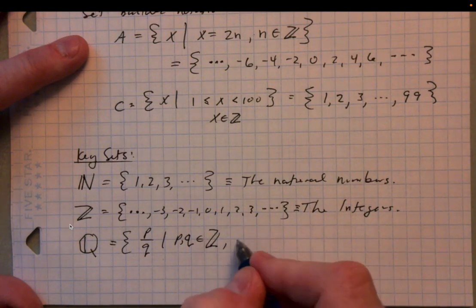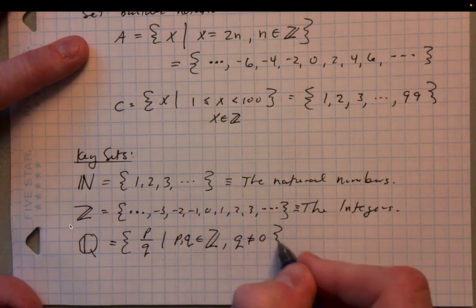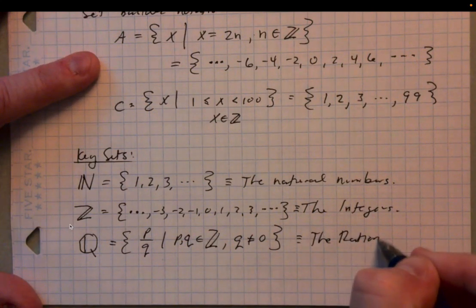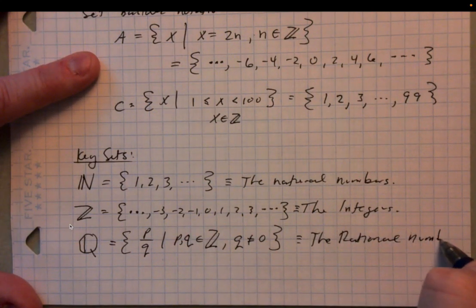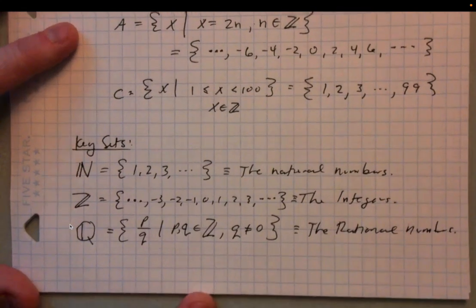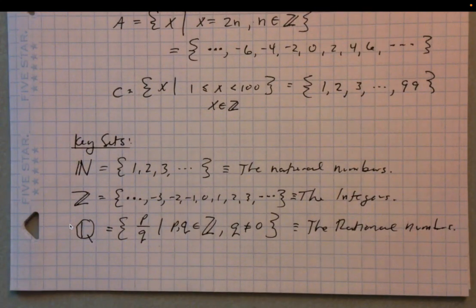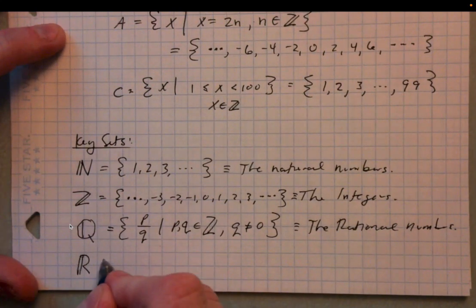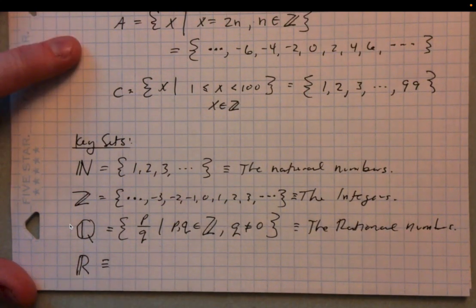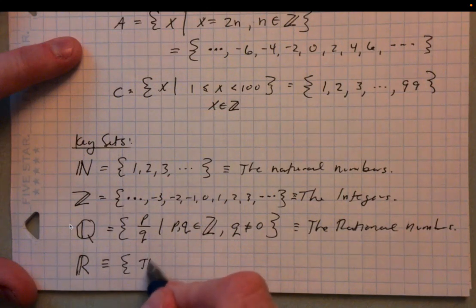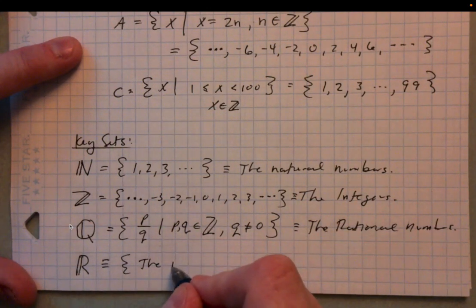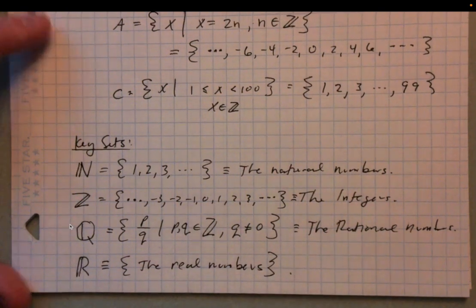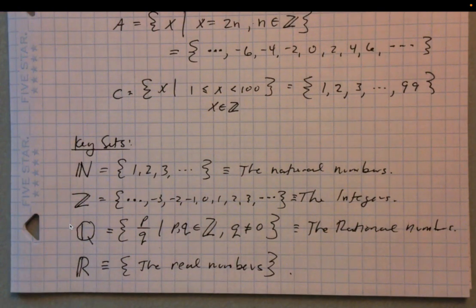Okay, and also Q is not equal to 0. So these are the rational numbers. These are all sets that you're very familiar with. And then, of course, since we're talking about real analysis, we're going to be talking about the real numbers. For those, I'm just going to write the real numbers for now. And so that's the set.